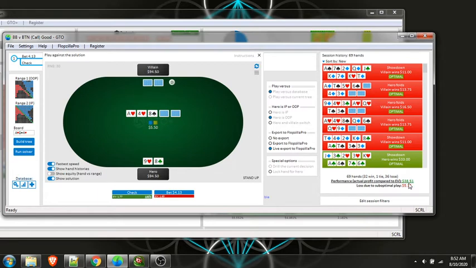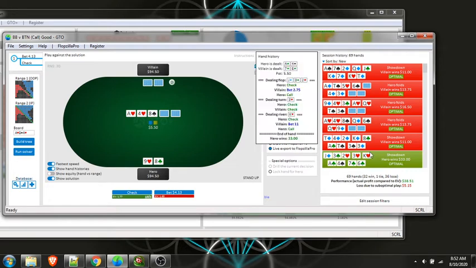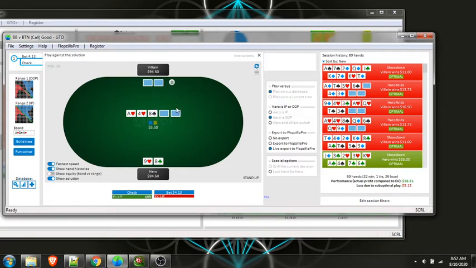We're actually up against the super GTO plus computer. Quite a good player. If you can beat this thing on a consistent basis, you should be able to do well in the micro stakes games. So I've been playing probably 8 hours a day. I've been taking a break from playing online just to really focus on the different positions.